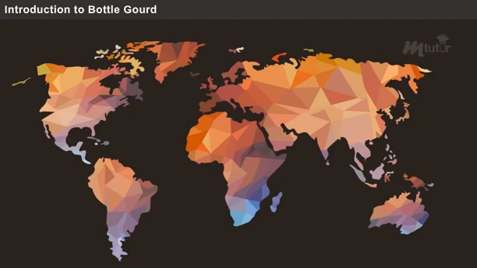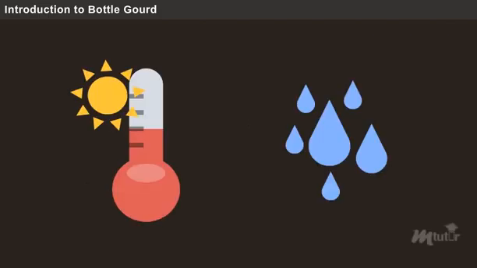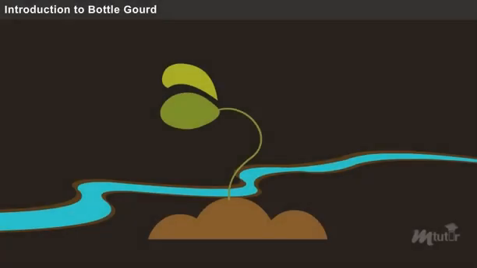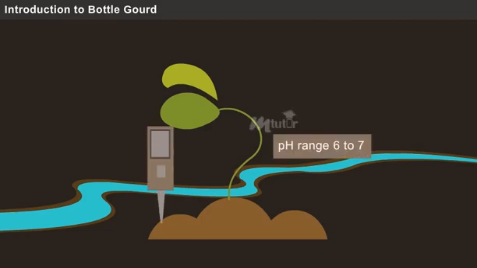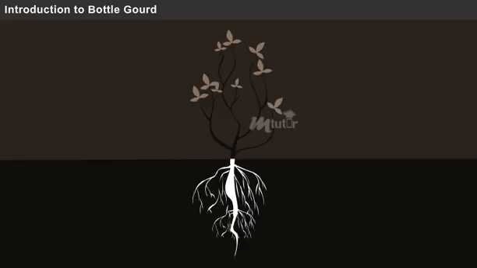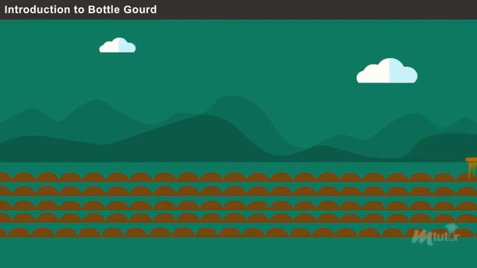Currently, bottle gourd is being cultivated in most of the South Asian and tropical countries, where the climate is hot and moist. It can be grown in riverbeds containing silt loam soil with a pH range of 6 to 7 because of its deep taproot system. It requires a land that should be plowed to a fine tilled stage.